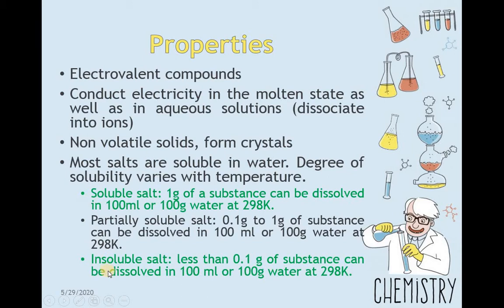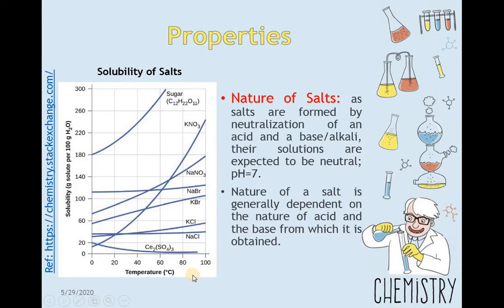There are three types of salt, depending on the solubility. If 1 gram of substance is soluble in 100 ml or 100 gram of water at 298 Kelvin, it is a soluble salt. If 0.1 gram to 1 gram can be dissolved in 100 ml or 100 gram of water at 298 Kelvin, it is partially soluble. If less than 0.1 gram of substance is dissolved, then it is an insoluble salt.